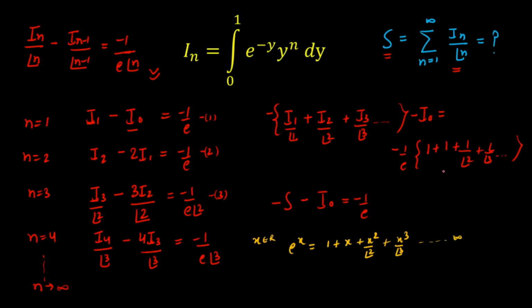Now if you focus on this number, when you put x is equal to 1 here, you'll get e raised to power 1 as 1 plus 1 upon 1 factorial, 1 upon 2 factorial, 1 upon 3 factorial, and it goes on up to infinity. So this number is nothing but e. So from here I got minus S minus I0 is equal to minus 1, since e will cancel out. So using this equation I'm going to solve the value of S in the next slide.